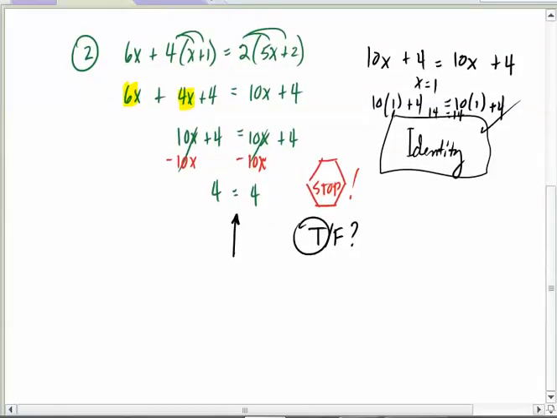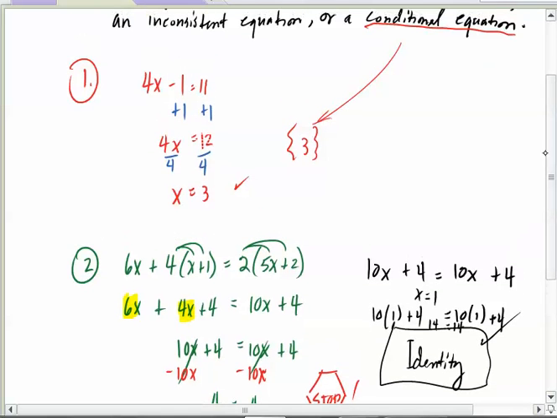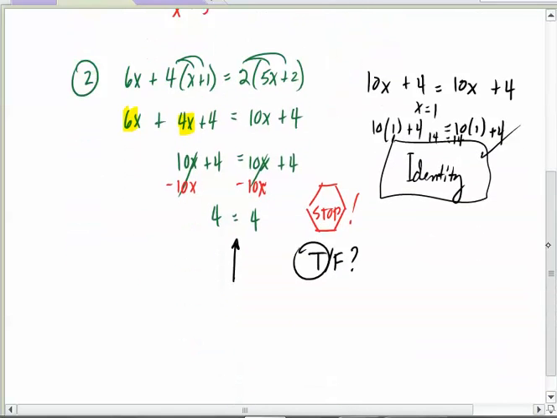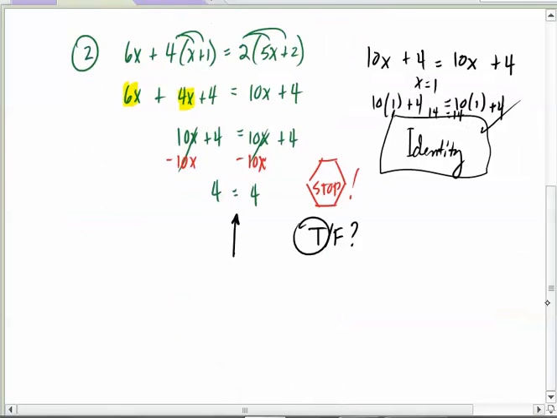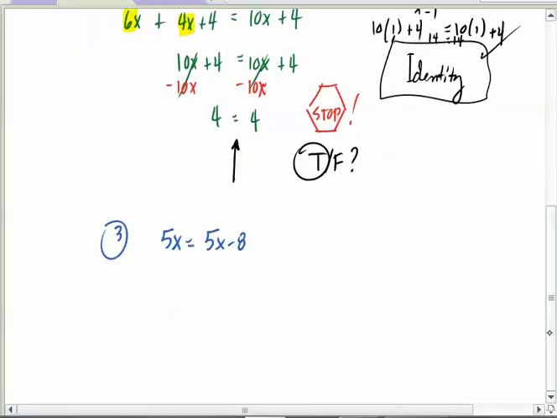All right, let's take a look at the last example. So far we've had a conditional equation, an identity, and this last one is going to be an example of an inconsistent. So here we go. We have 5x is equal to 5x minus 8. You're going, yeah, that's not going to work.